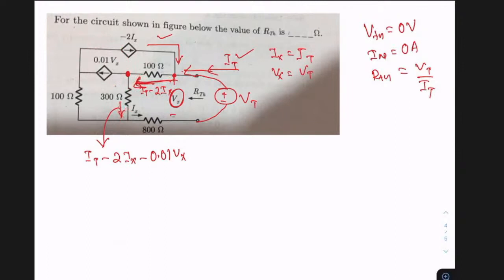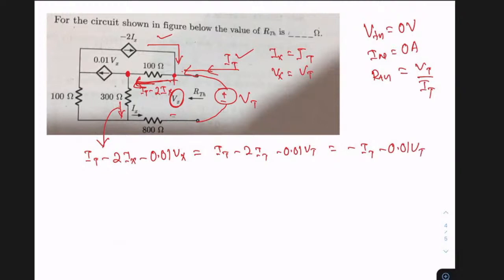Now it is very simple. I'll be writing a simple KVL equation. Anyway, what is this quantity, by the way? Let us write in terms of IT and VT. This is IT minus 2IT minus 0.01 VT, which is basically minus IT minus 0.01 VT.